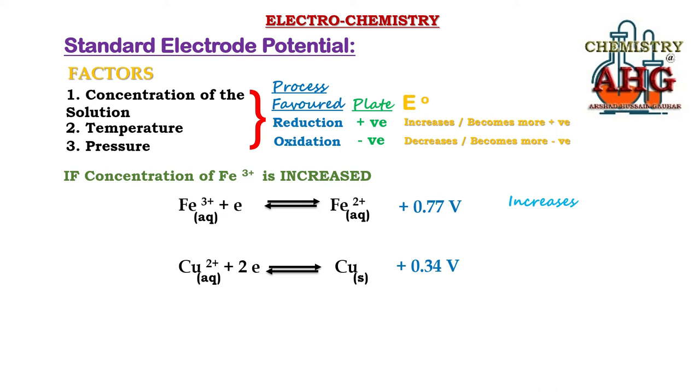Now if you are asked to predict the change in the numerical value of standard electrode potential if temperature is increased for this half cell, what you must remember is reduction. Which enthalpy change is involved for the reduction of an element? Electron affinity. First electron affinity is exothermic, second electron affinity is endothermic.